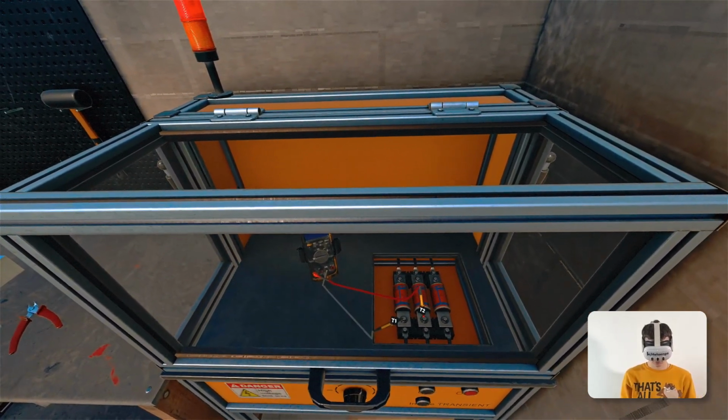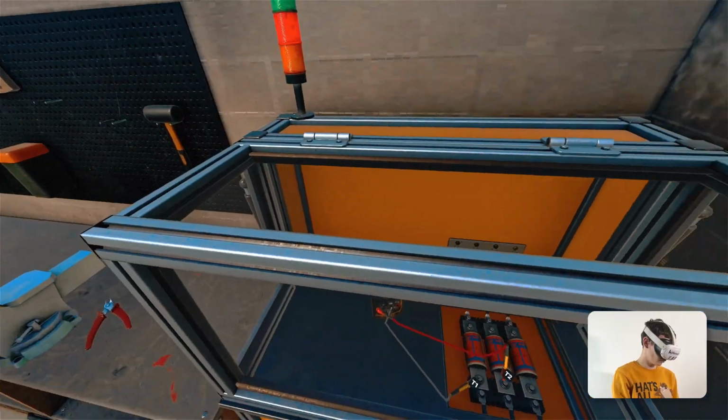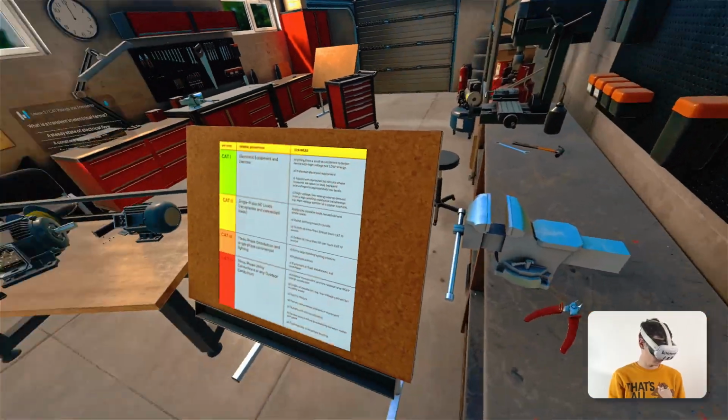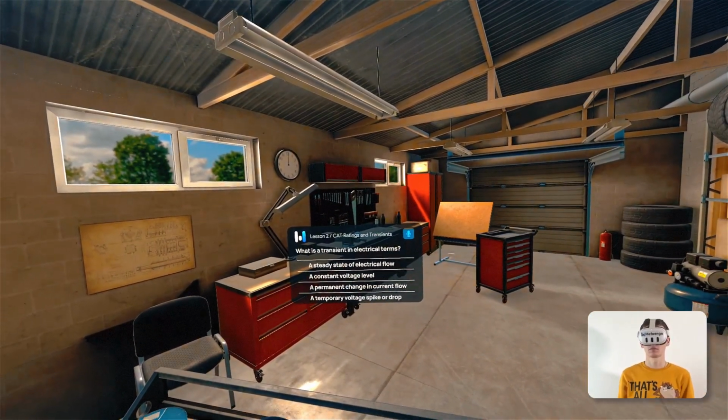Now that we've explored the intricacies of transients and the importance of proper multimeter usage, let's see how well you've grasped the information from this experience. Ready? Move back to the workbench and complete a short quiz. A transient is a change in the electrical system. Which of these options best describes it?